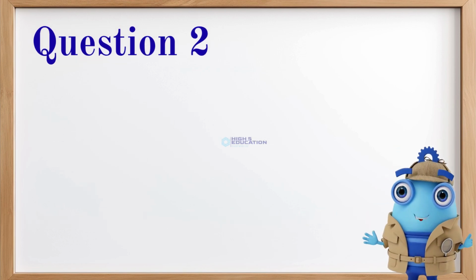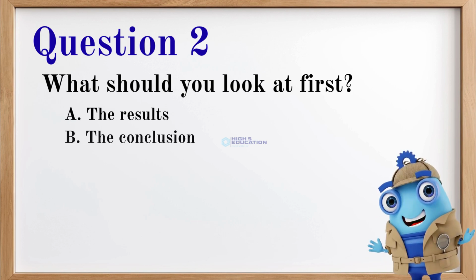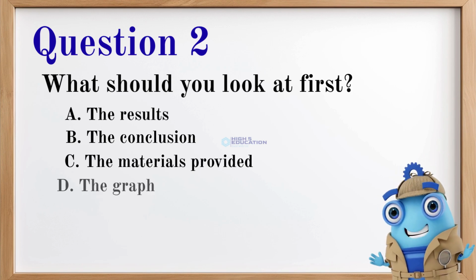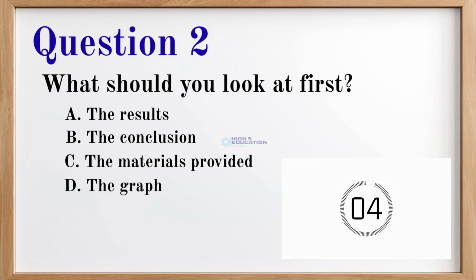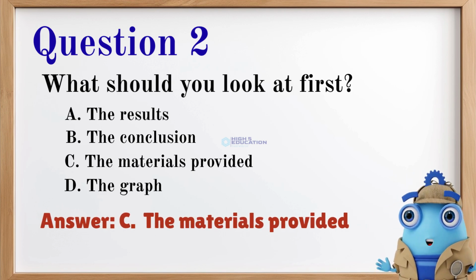Question 2. What should you look at first? A. The results. B. The conclusion. C. The materials provided. Or D. The graph. The correct answer is letter C. The materials provided.